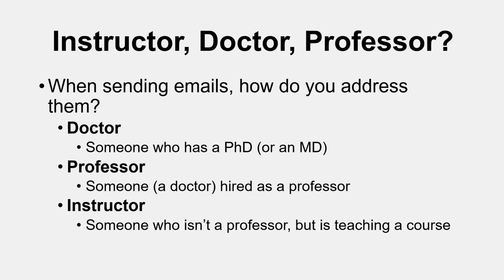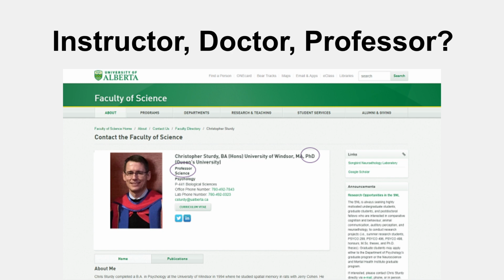But let's put this into practice. I always use my supervisor, Dr. Sturdy, as my example. In this case, you can pull up somebody's webpage. If somebody's teaching at a university, there's almost always a find a person category, and it'll list everyone who's employed there. And it'll include information like this. So we can see with Dr. Sturdy, he has a PhD, he also has a master's and a bachelor degree. And so we could call him Dr. Sturdy. We then see that he has been hired as a professor of science, so Professor Sturdy would work as well.